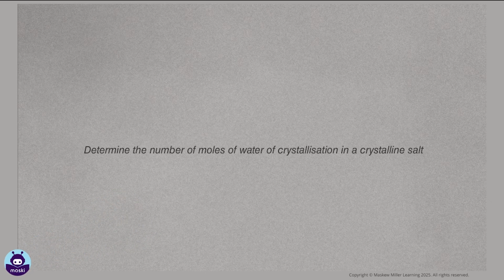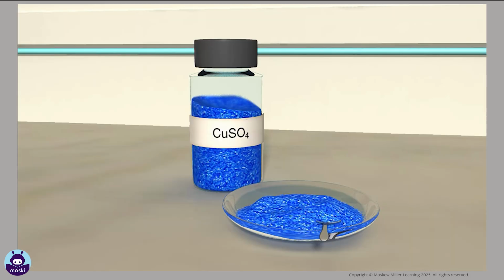Determine the number of moles of water of crystallization in a crystalline salt. We shall determine the number of moles of water of crystallization per mole of crystalline salt. We use blue copper sulfate crystals for this experiment.